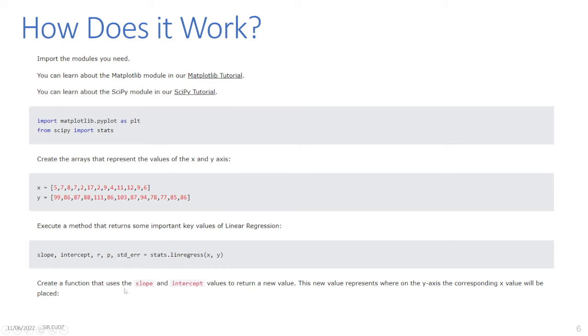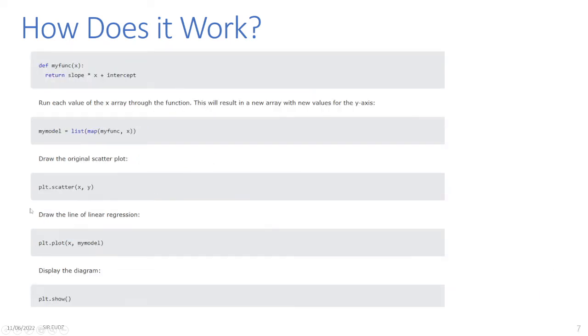Create a function that uses the slope and intercept values to return a new value. This new value represents where on the y-axis the corresponding x value will be placed. So we're trying to get the value of y. This is the function: slope times x plus intercept. As I've said, this was based on this function: y is equal to slope x plus b, the intercept.